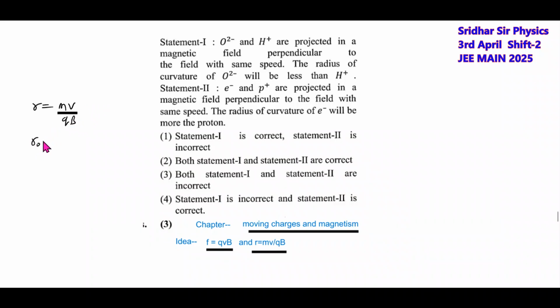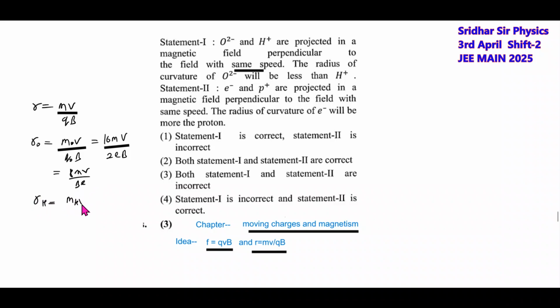Now the radius of the oxygen ion is equal to mass of oxygen with the same speed by charge of oxygen, O2 minus. The magnetic field will be the same. What is the mass? Mass of oxygen will be 16 times mass of hydrogen, same speed. Charge will be 2 times the charge of electron. Okay, this will become 8 mv by QB.